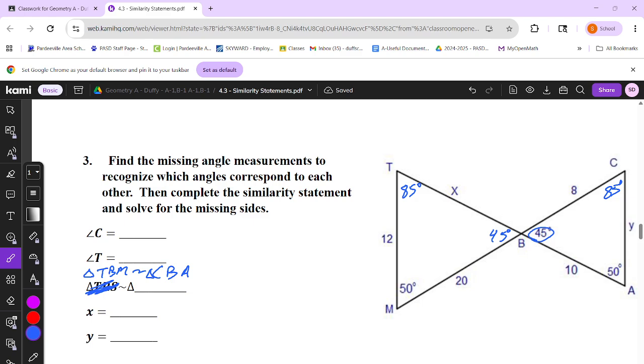And then lastly, you can set up the ratios for x. X does correspond to 8 because x is between the 85 and 45, and 8 is between the 85 and 45. And then I know 20 and 10 correspond because 20 is between the 45 and the 50, and 10 is between the 45 and the 50. Set up your ratio. X over 8 equals 20 over 10. That's one of the ratios you could solve. And then if you cross multiply and solve, x will equal 16.